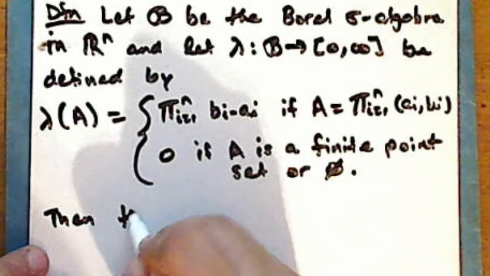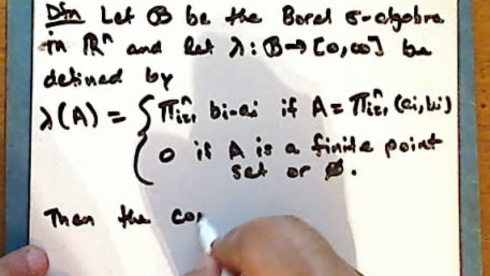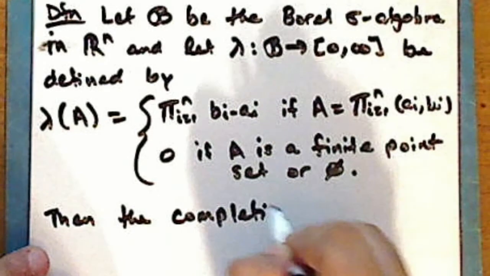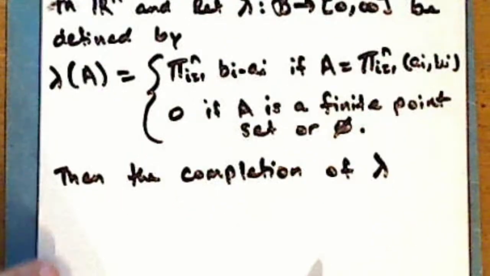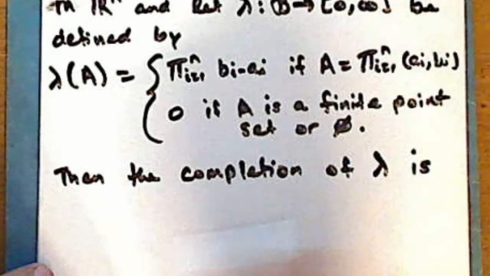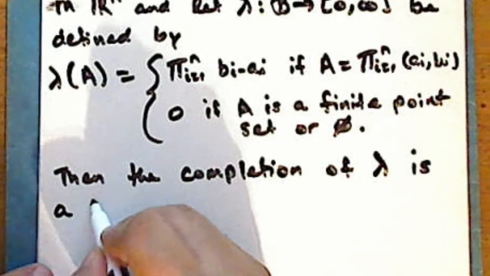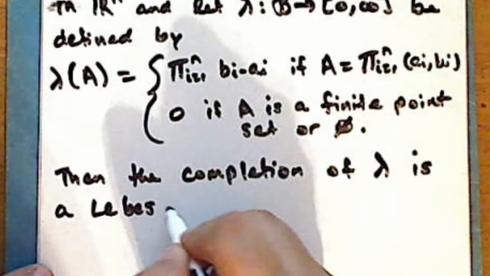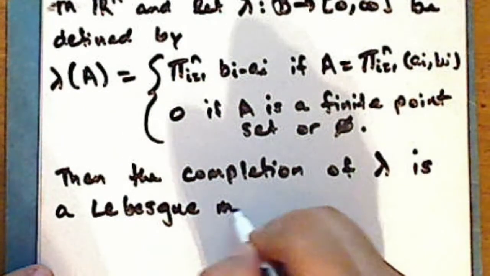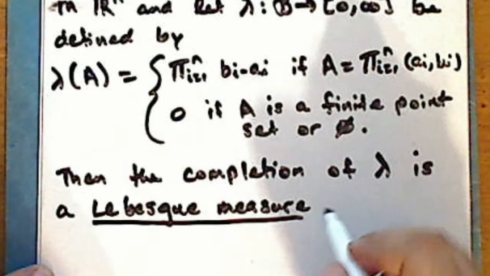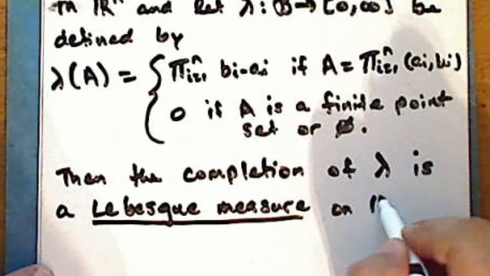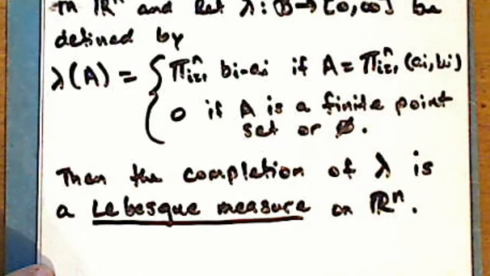Then the extension, or the completion, of the function lambda is a Lebesgue measure on the finite dimensional real space.